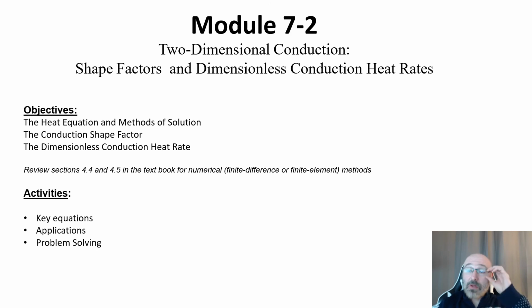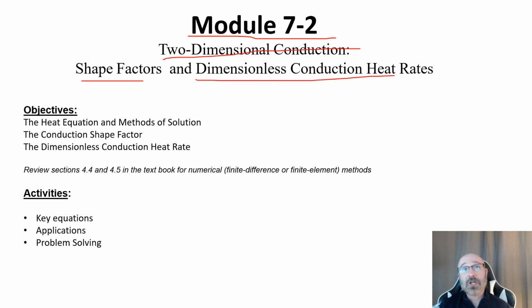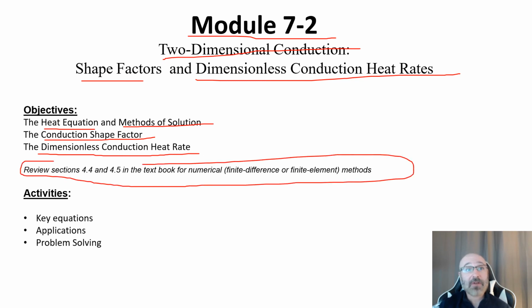So now we can get into the new content here. As we get into Module 7.2, we're going to start Chapter 4 in our textbook for two-dimensional conduction, talking about shape factors, dimensionless conduction heat rates. So within this module, we're going to take a look at the heat equation and some methods of solution, talk about the conduction shape factor, and then go through some of the dimensionless conduction heat rate equations and theories as well. And I'm also going to ask you to review sections 4.4 and 4.5 in your textbook.